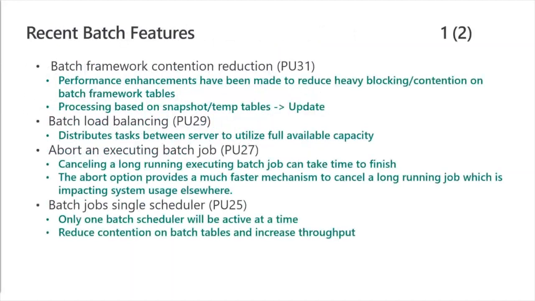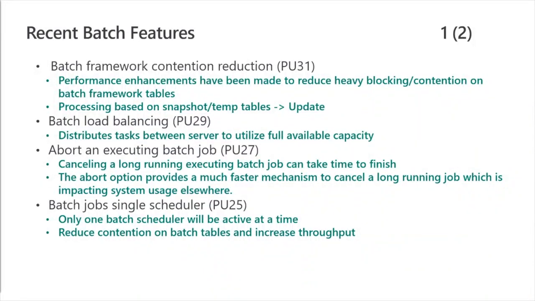Looking at the features, I will cover most of them at a pretty high level. When it comes to reducing locking or contention, in PU31 we have the batch framework contention reduction. This is still something that you need to turn on in feature management, and I will come back to that. It's not in preview, but it's still managed by enabling it in feature management. That is especially important if you are experiencing these kinds of issues with your batch processing, to evaluate turning this feature on.